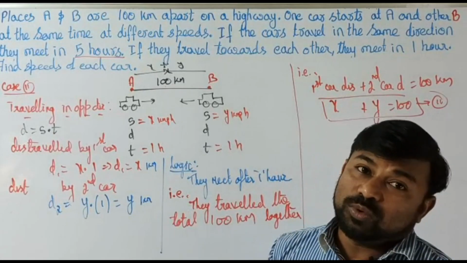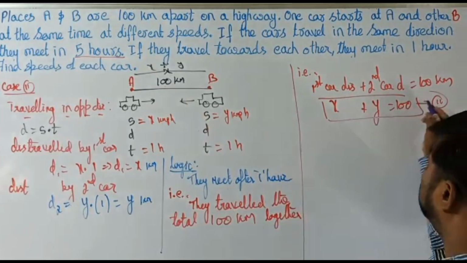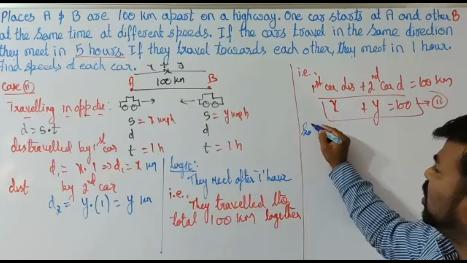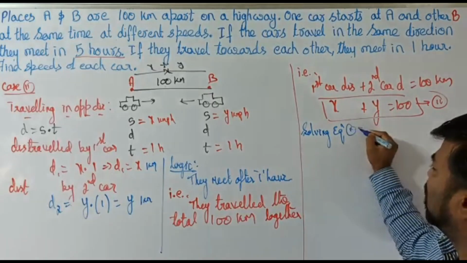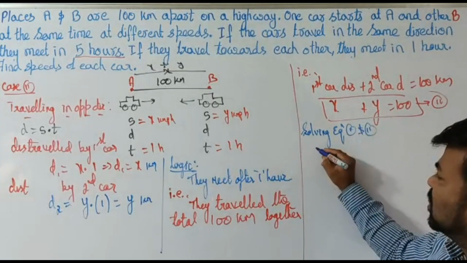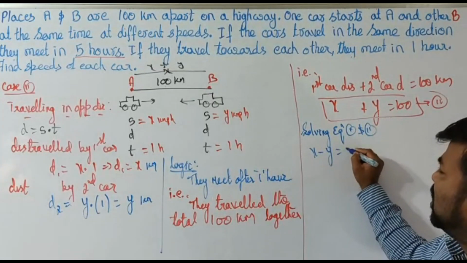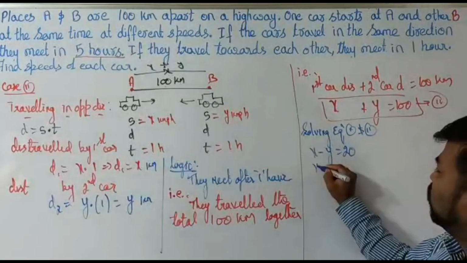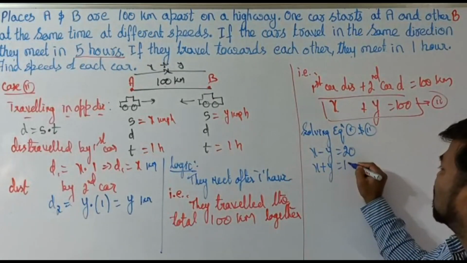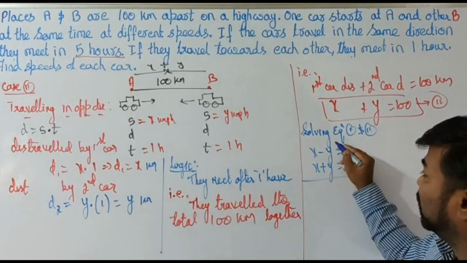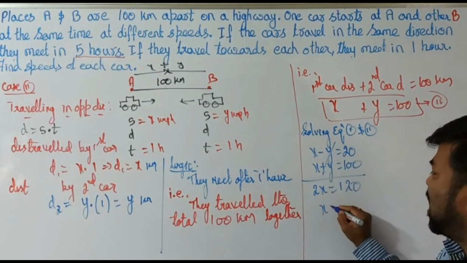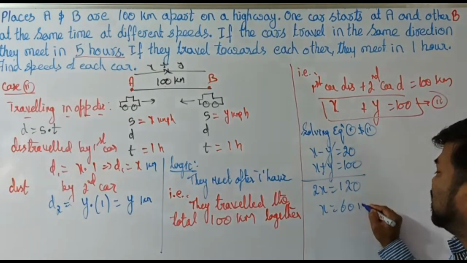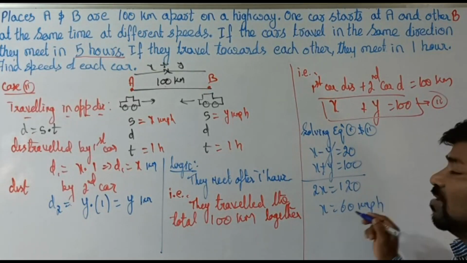Now we have the equations. Earlier we had equation 1. Solving equations 1 and 2, the first two equations we just got: x minus y equals 20, and the second equation, x plus y equals 100. If you add them, 2x is equal to 120, x is equal to 60 kilometers per hour.